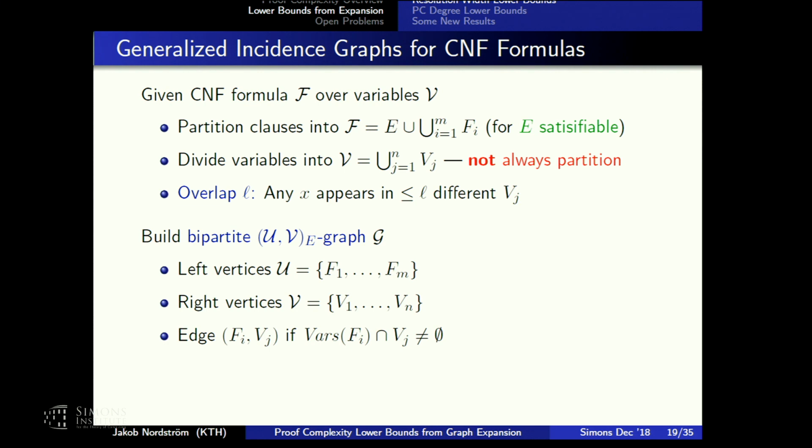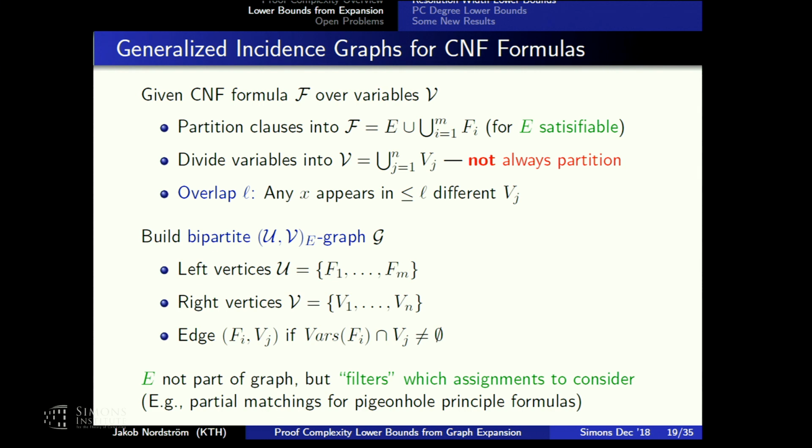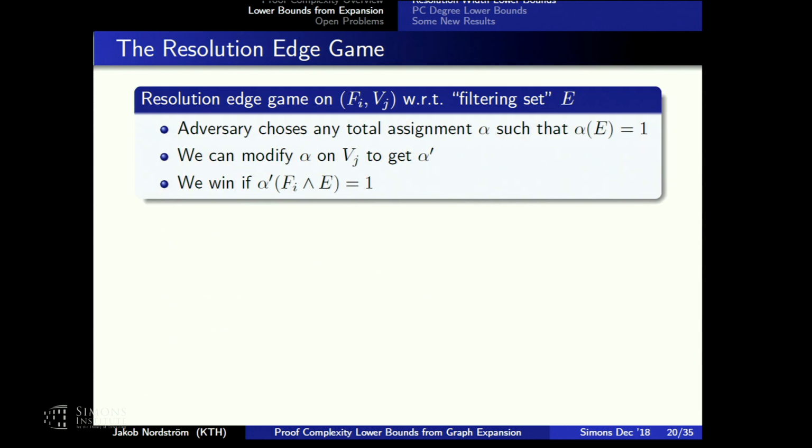And then I build the bipartite graph that I just told you about before. The role of this E set is basically to decide which kind of truth value assignments we're interested in. For those of you who know pigeonhole principles, you should think about the E set making sure that we only consider partial matchings, for instance. Then we're going to play this combinatorial game. Here it is, exactly specified. The edge is pre-specified, so the edge is fixed first. We know which edge we're playing on. The adversary chooses a total assignment, but it has to satisfy the filter set.